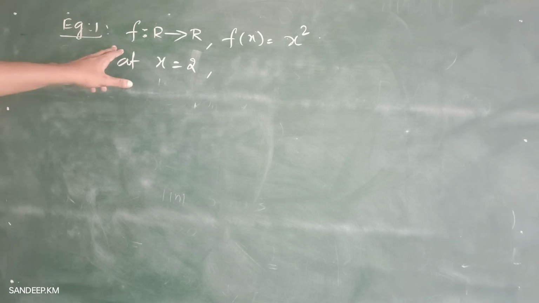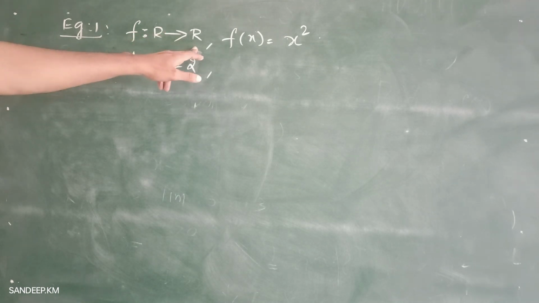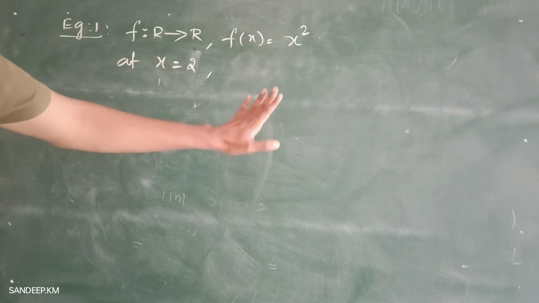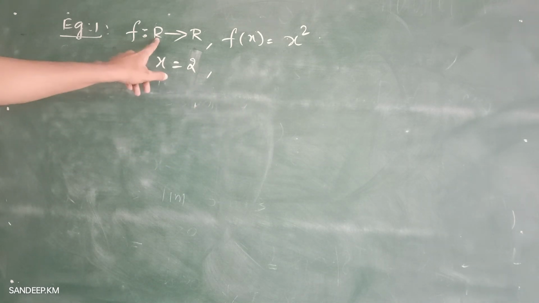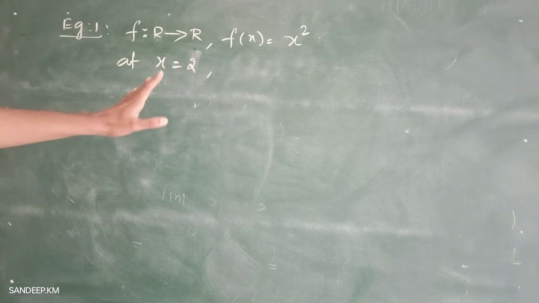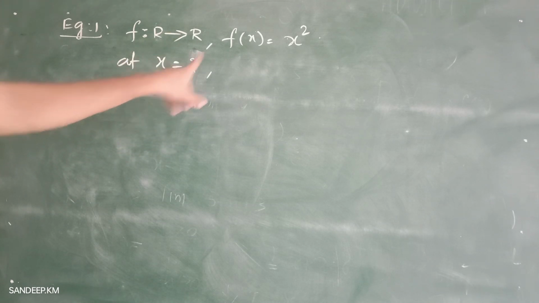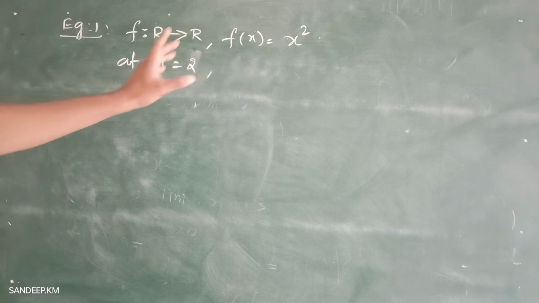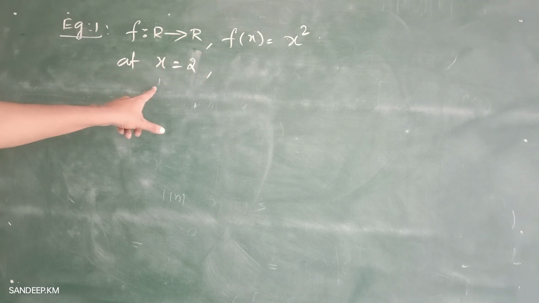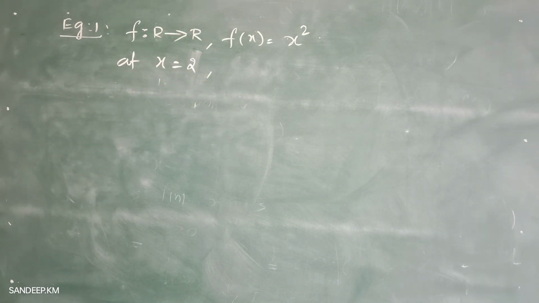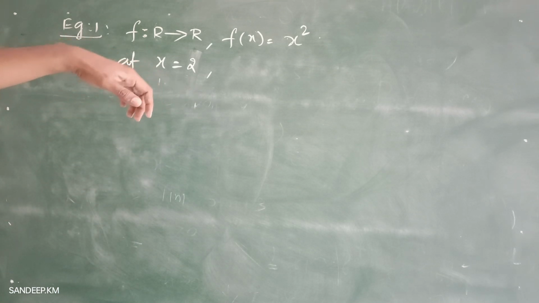So our second example is what? f is from R to R and f of x is x square, whose domain is R and the codomain is R. And we are trying to see what happens when the input approaches 2 for this function. How the function behaves when input x is in the neighborhood of 2. Please observe this. Are you understanding how I am bringing the word called neighborhood of 2?